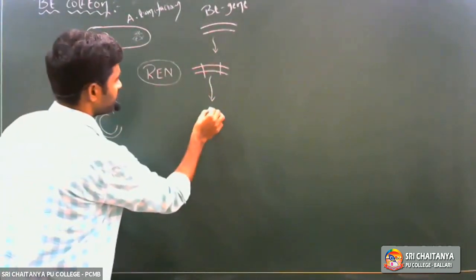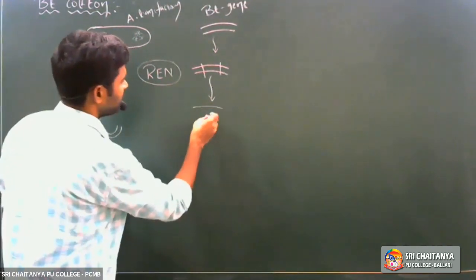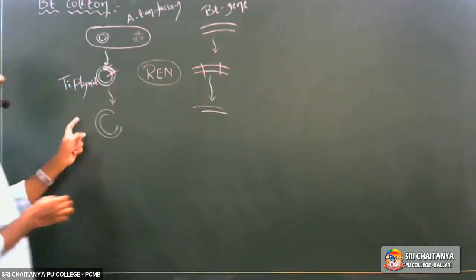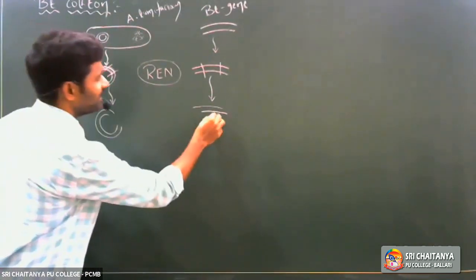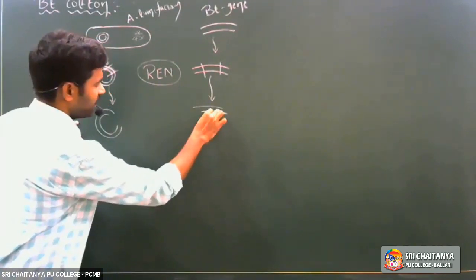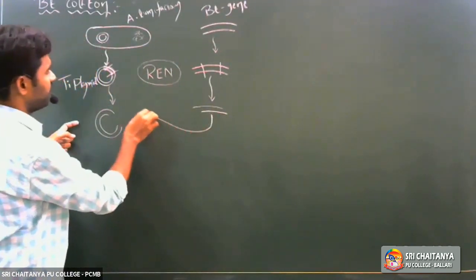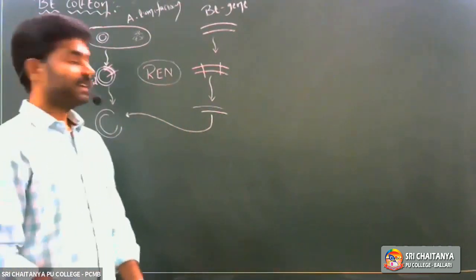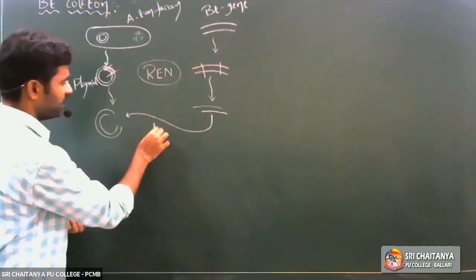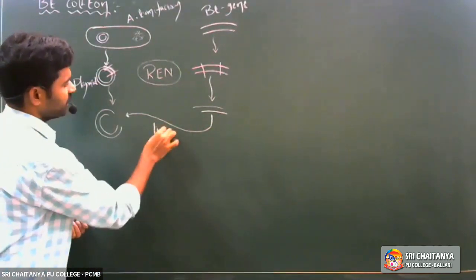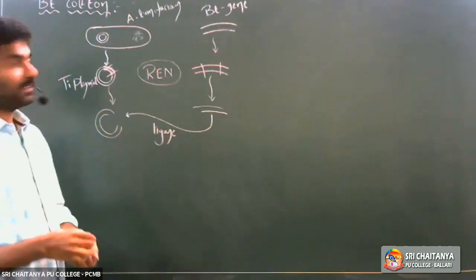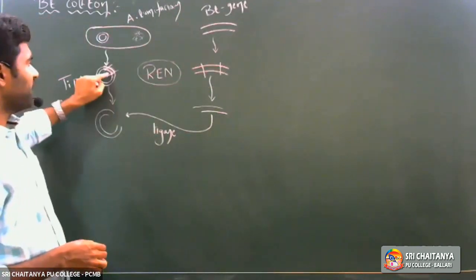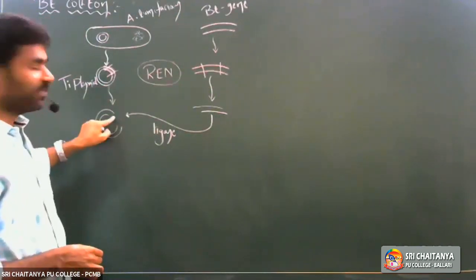So it results in the formation of the same type of sticky ends. Here is the Bt gene and here is the Ti plasmid. The Bt gene, or Bt genetic material, is inserted into the Ti plasmid at the place of tDNA by using the ligase enzyme.